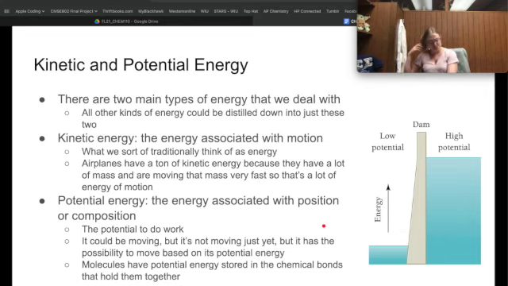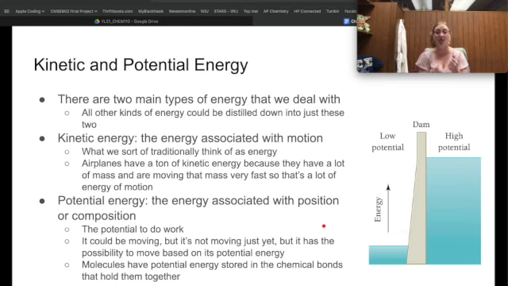So potential energy is the counterpart to kinetic energy. It's the energy associated with position or composition, so what something is or where it's located. It's the potential that it could do something. It's sitting there. It could be moving. It's just not moving yet. So it has the potential to move, and we call that the potential energy.